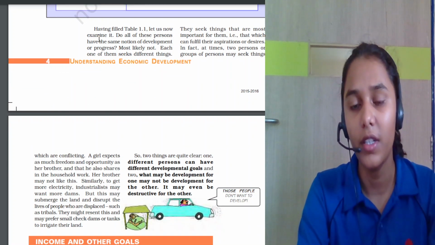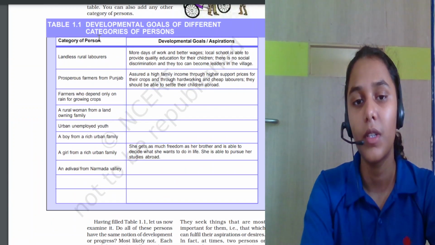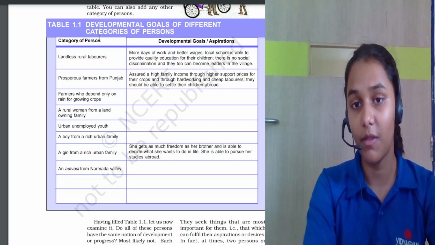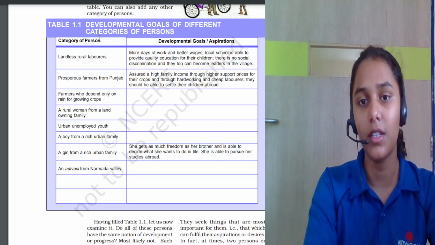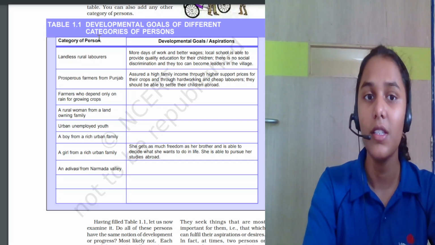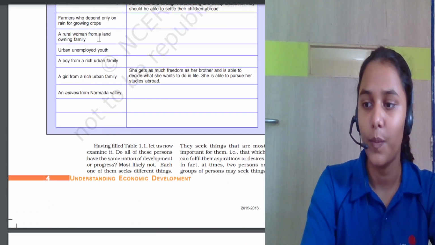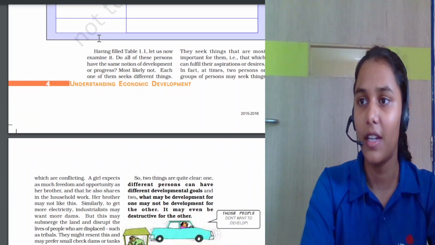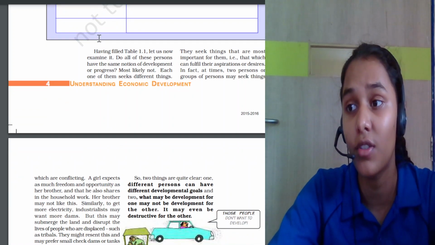So, summarizing this table, we see that different sets of people have different aspirations and development goals, and this brings us to the first characteristic of development, that is different people have different goals. So, before moving on to the second characteristic, now we look at what development is exactly, the proper definitions of it.